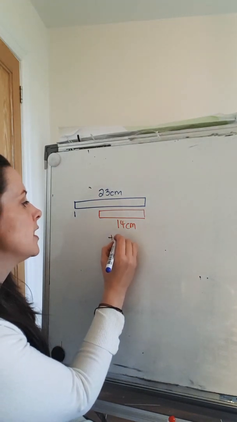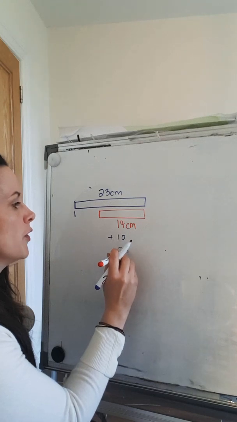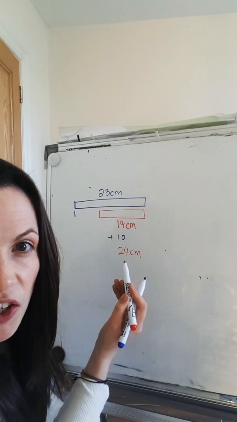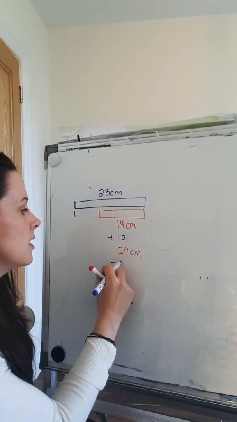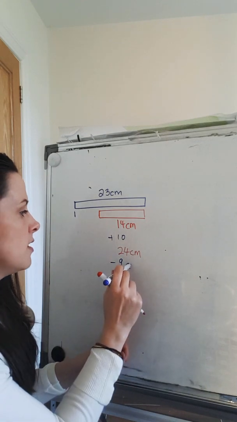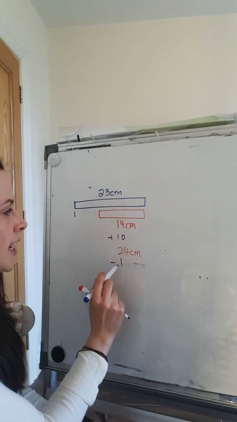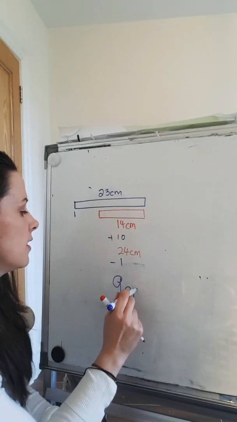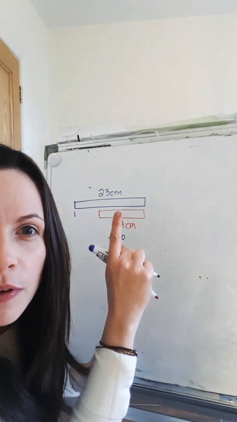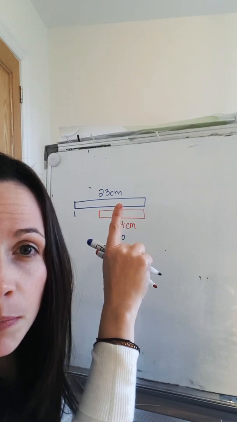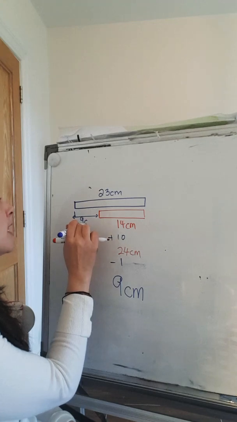So I could add a 10, which would make it 24 centimeters. Okay, I've gone too far. I need to take away one, which is 9 centimeters. So I added 10 and I took away one and I was left with 9 centimeters. Usually I do these in my head and I'm writing it out. So the blue straw is 9 centimeters longer. That's 9 centimeters, the gap.